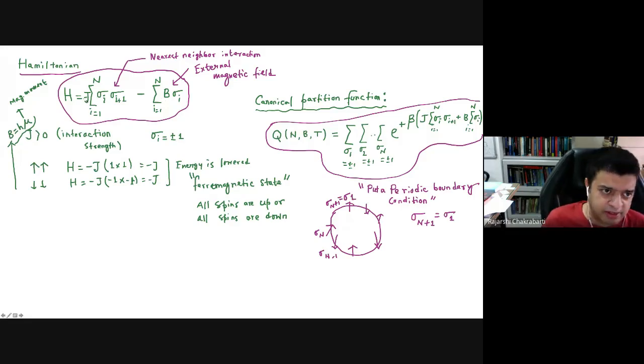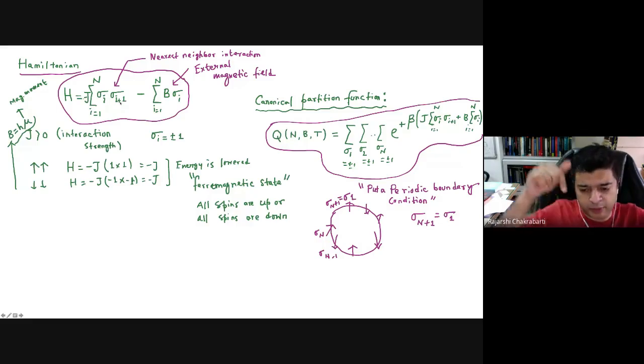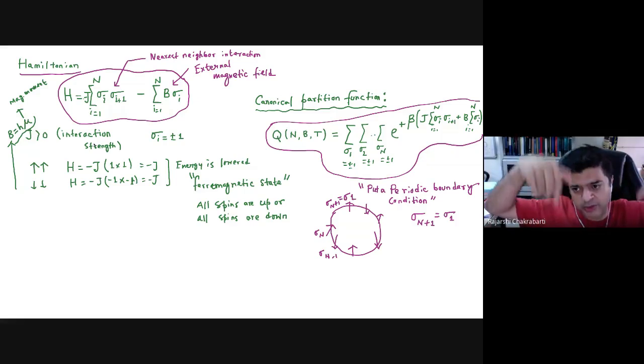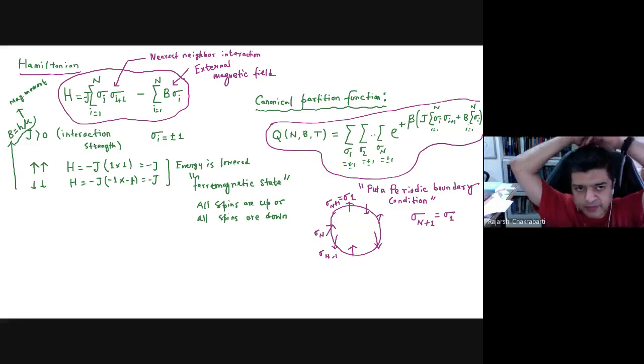I put a minus sign there, and the convention is that you take J to be greater than 0. Essentially, this means that if both the spins are up or both the spins are down, this energy is minimum, so that is preferred, and this is called the ferromagnetic state. A true ferromagnetic state would be one where all the spins are up or all the spins are down. Okay, this is a true ferromagnetic state.